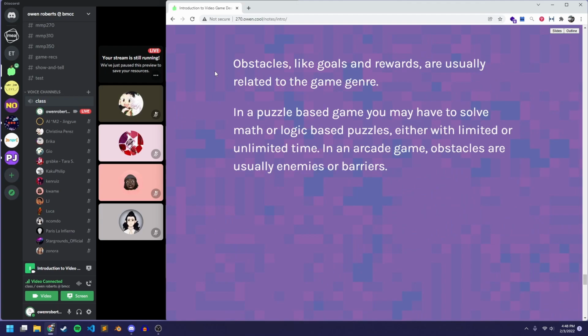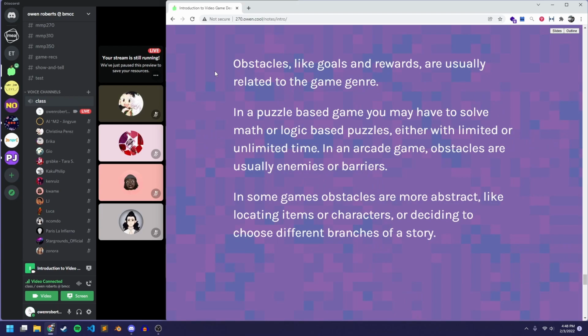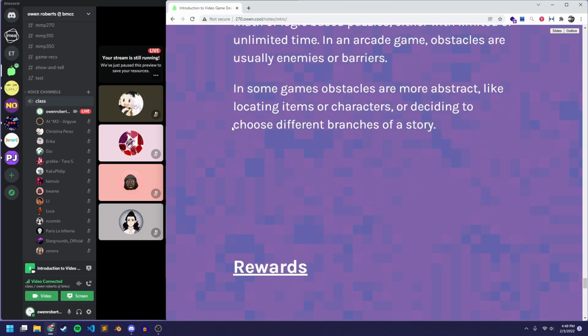So in a puzzle-based game, you'll solve math or logic puzzles. In an arcade game, you would have enemies or barriers or other physical things. In some games, the obstacles might be more abstract, like a mystery, searching for an item, searching for a character, decoding a story, learning the history of something.